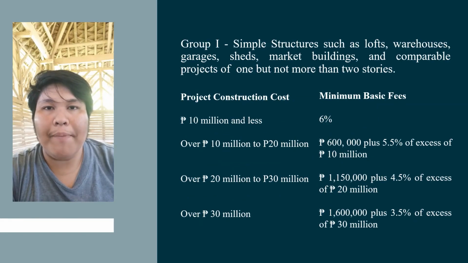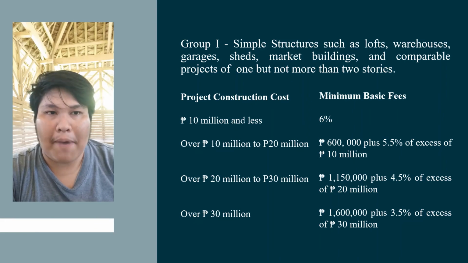For over 20 million to 30 million, you will have 1.15 million plus 4.5% of excess of 20 million. For over 30 million naman, 1.6 million plus 3.5% of excess of 30 million. So ang pag-compute nito, same lang sa process kanina.